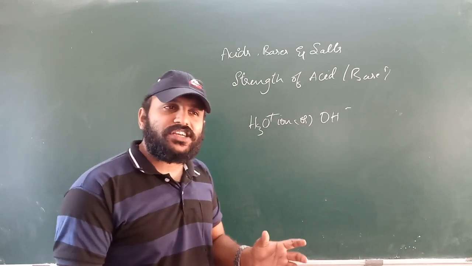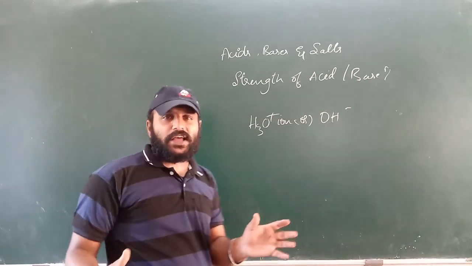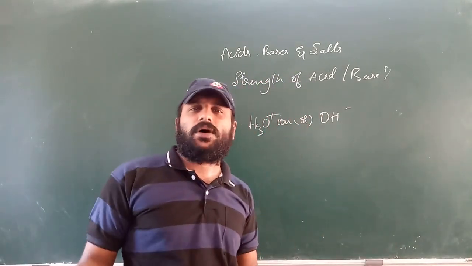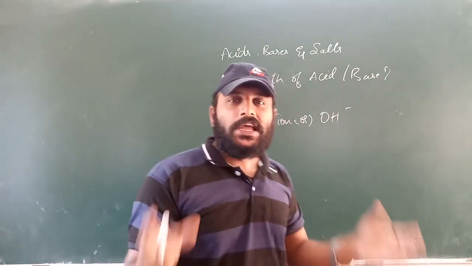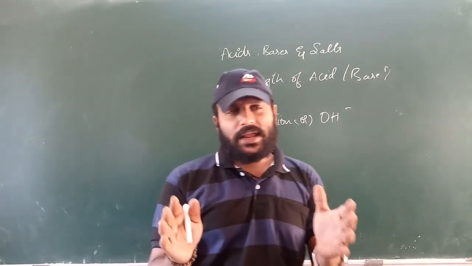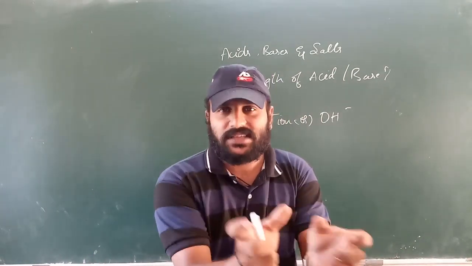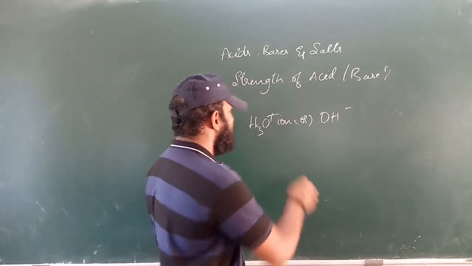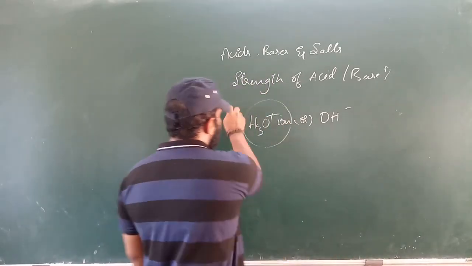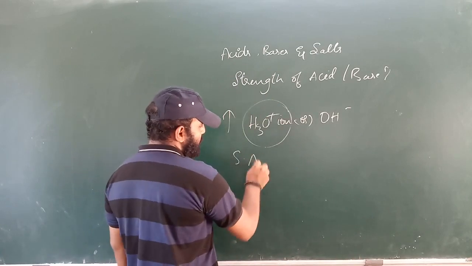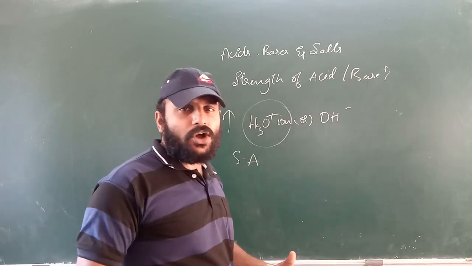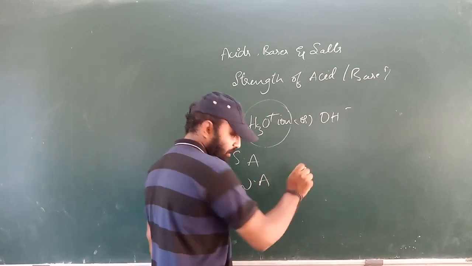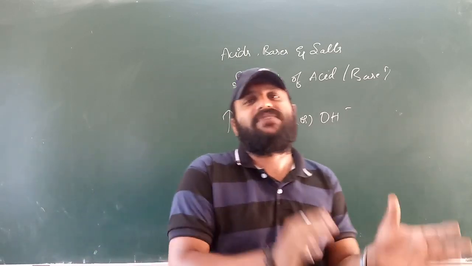If the concentration or the amount of H plus ions or H3O plus ions is more in the solution, then we will say it is a strong acid. If the concentration of H plus ions or H3O plus ions is less in the solution, then we will say it is a weak acid. That tells about the strength of acid or base.